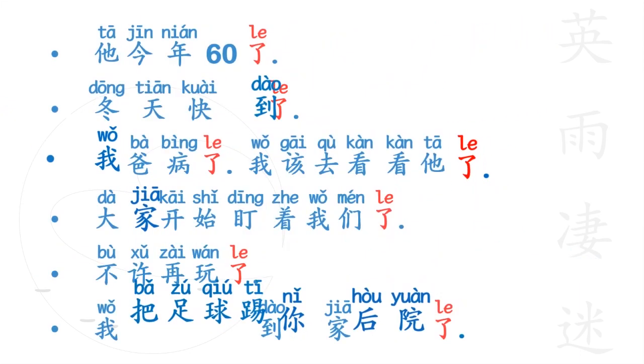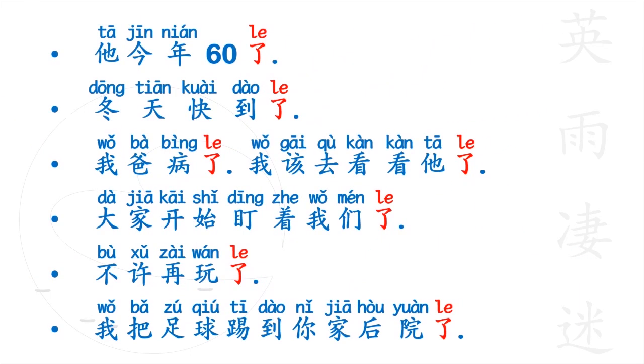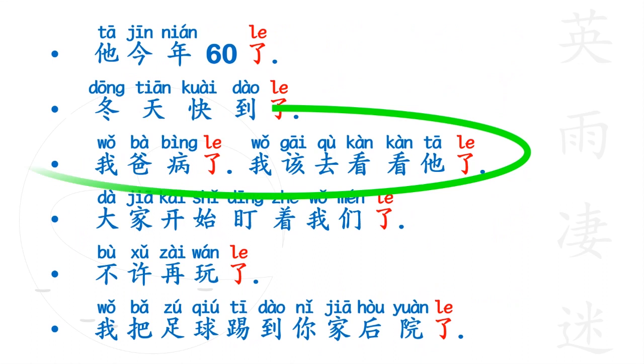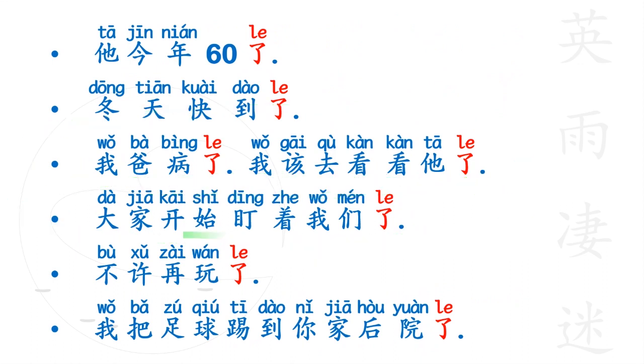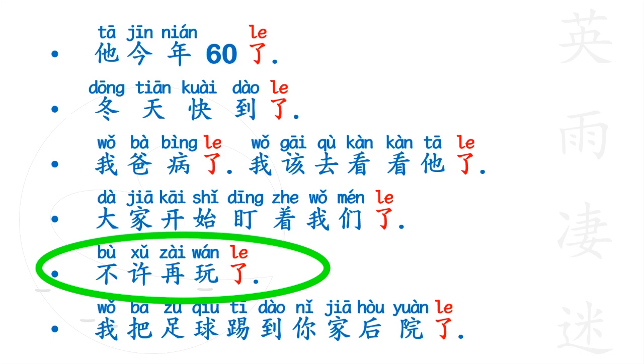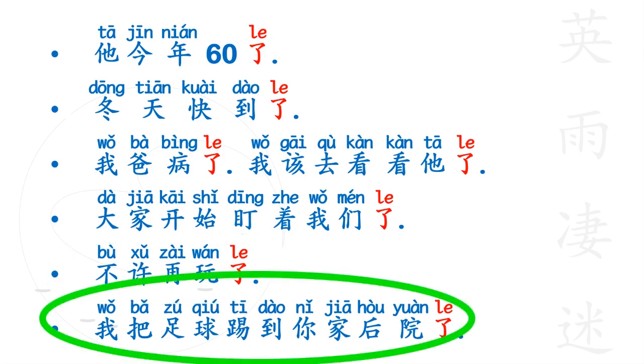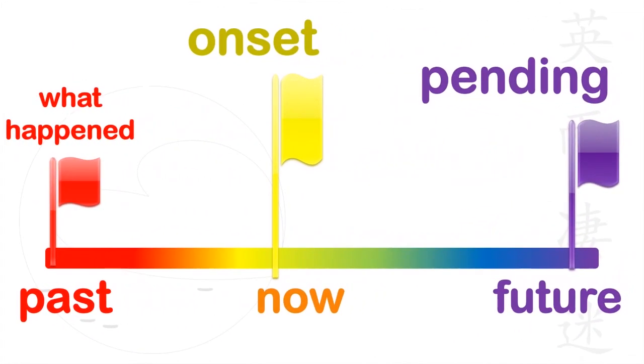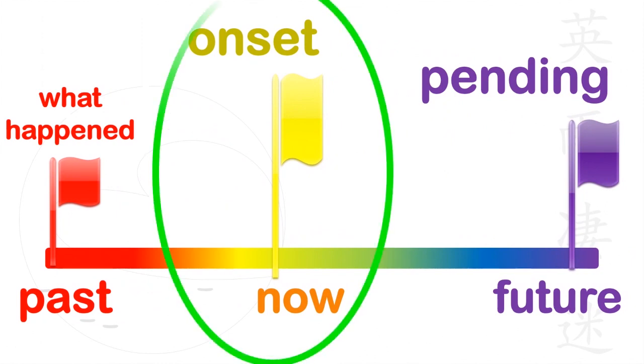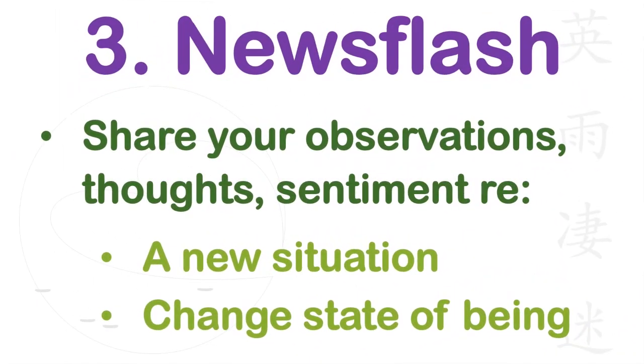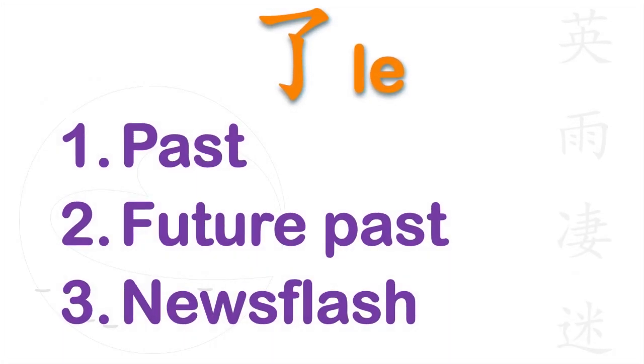We can see we use 了 to flag the whole description. We flag them to point out a new state of being, turn of event and a sentiment, a situation, a new state of order, another situation, and so on. It's quite like saying, guess what? We're here, at the point of something, look. So I call these newsflash scenarios. And that's the 3 major functions of 了.